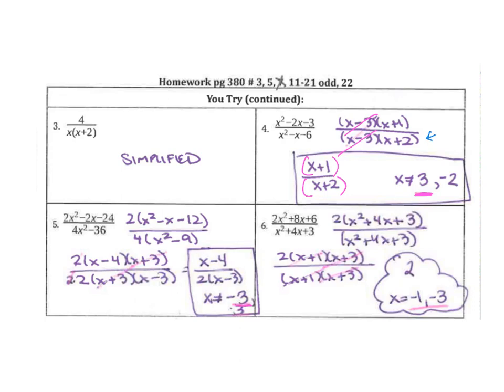Now, number 6, you can factor out a 2 in the numerator. Now, you notice that the x squared plus 4x plus 3 is the same on the numerator and denominator, but you must factor it out because you need to know what your restrictions are. You need to know what the values you cannot have. So you factor one of them, and you realize that it's the same for the top and the bottom. And we realize that it's x plus 1 times x plus 3. So x cannot equal -1 and -3.